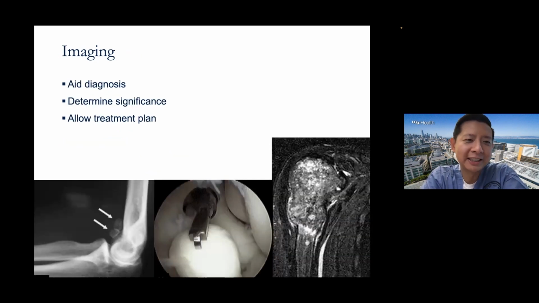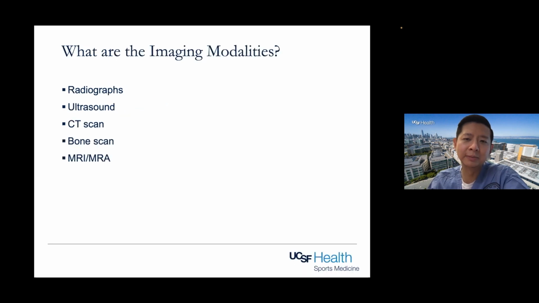Now, imaging studies help us in diagnosing injuries, also help us determine the significance, and also treatment plans. So we have imaging here ranging from x-rays to MRI, and then also arthroscopy surgery, which in a way can be diagnostic. So that's kind of the ultimate imaging modality if we actually have to figure it out during surgery. And what are these basic modalities? The first, we have our radiographs, and then ultrasound, CT scan, bone scan, and then MRI or MR arthrogram.